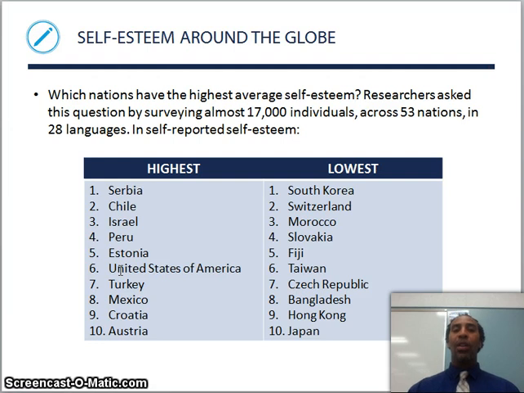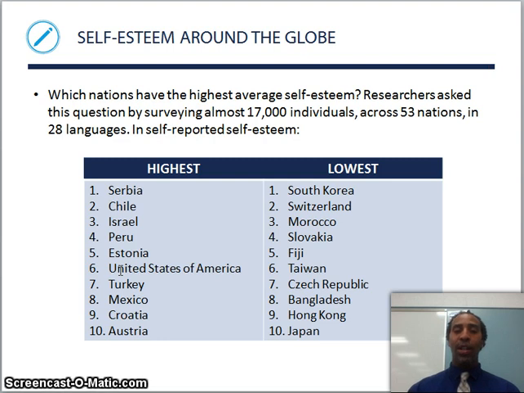So self-esteem around the globe. Which nations have the highest average of self-esteem? Researchers asked this question by surveying almost 17,000 individuals across 53 nations in 28 languages. In self-reported self-esteem, the highest are Serbia, Chile, Israel, Peru, Estonia, and the United States of America is number 6. I bet you all thought the United States was going to be number 1.